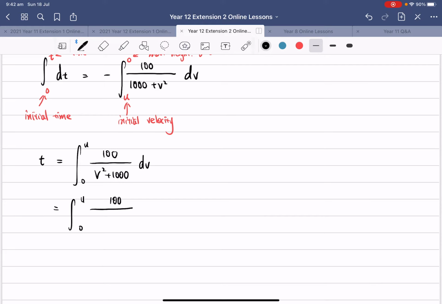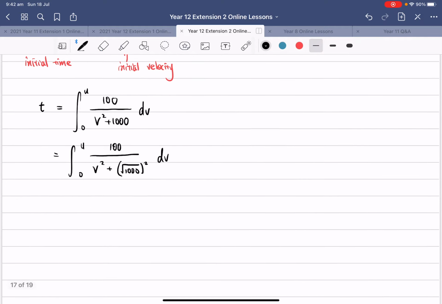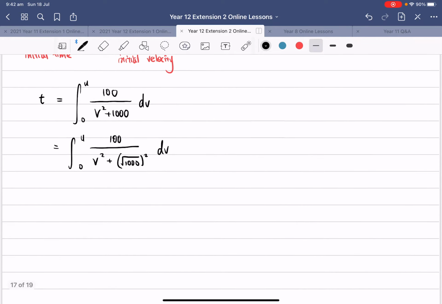So that's 100 over v squared plus the square root of 1,000 squared, dv. Okay, so you do need to change that into the square root of 1,000, just because you want to use the formula v squared plus a squared, that formula here. I hope you still remember that. That shouldn't be a problem. Now with the square root of 1,000, if you simplify this, the square root of 1,000 is just equal to 10 square root of 10.